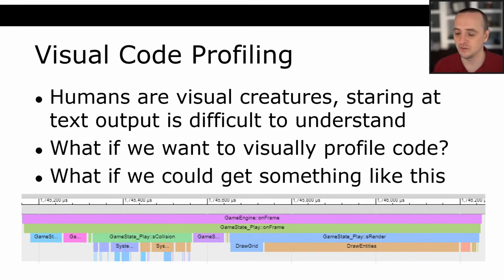Right? So this would be cool if we could actually see a visual breakdown. Oh, wow, like here's my collision code. Here's how long that takes in comparison to my rendering. And here's how long the drawing of my entities takes, or the drawing of the grid, or the user input system, or whatever, right? This is what we want. So we can actually see at a glance how long everything takes in relation to each other in our program.